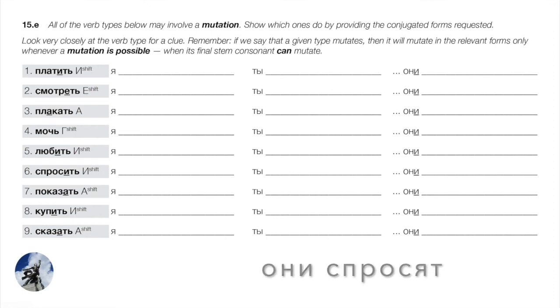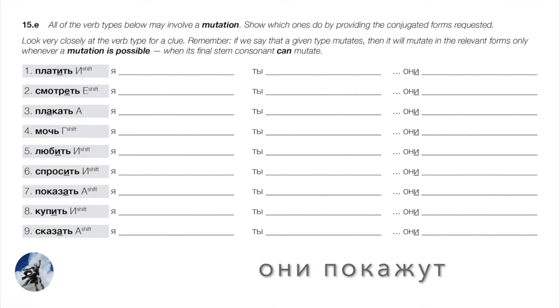Number seven, показать. That's an А verb again, so it's going to show mutations in all forms. З mutates to ж. So we get я покажу, I will show. Ты покажешь, you will show. Они покажут.